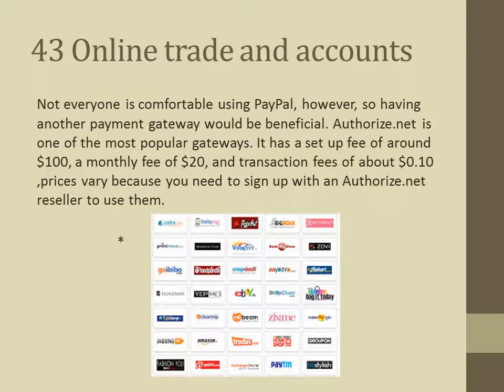Authorize.net is one of the most popular gateways. It has a setup fee of around $100, a monthly fee of $20, and transaction fees of about 10 cents. Prices vary because you need to sign up with an Authorize.net reseller to use them.